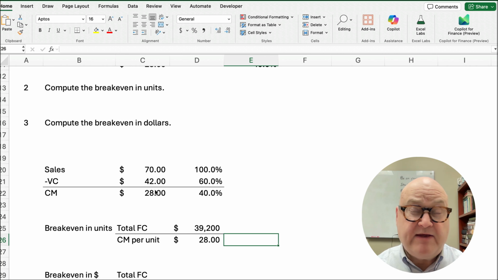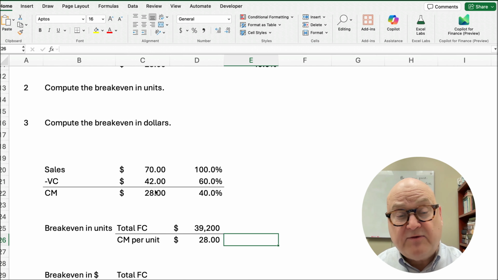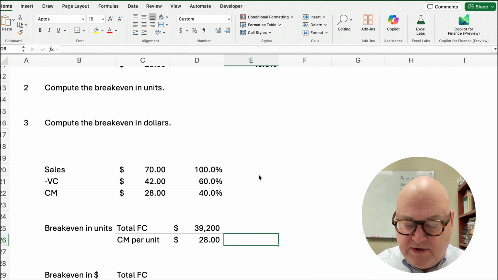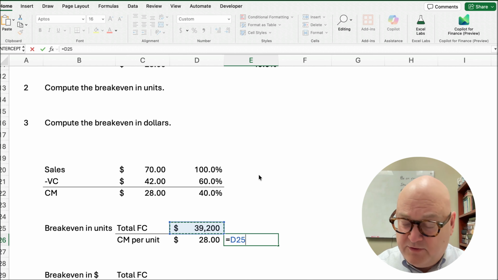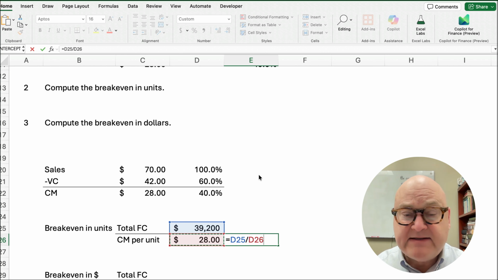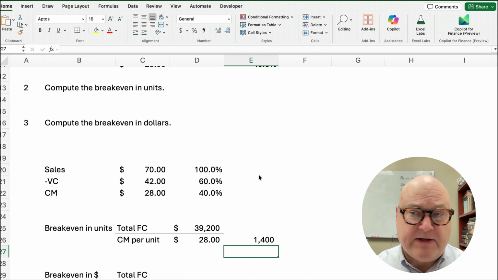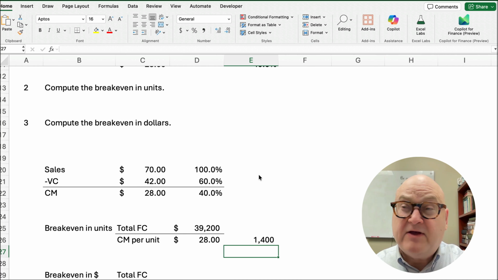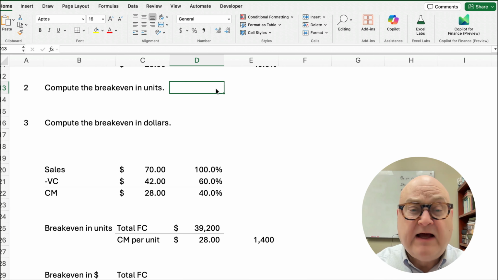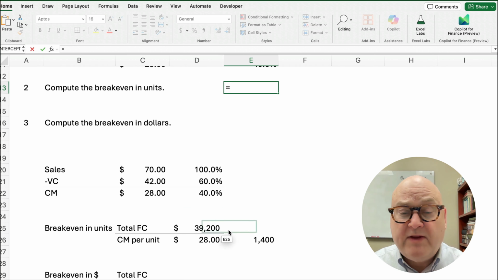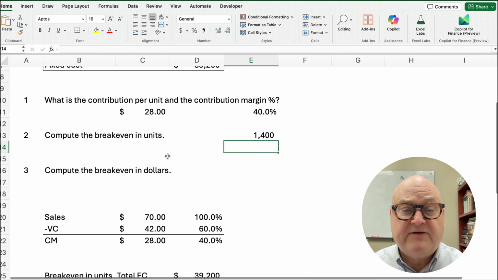Now let's think about, what is the break-even point? It's the point where revenues equal expenses, or it's the point where we have zero profit. So our break-even in units is going to be 39,200 divided by 28, and we get 1,400. I'm sorry, 1,400 is our break-even in units. We have to sell 1,400 before we stop losing money and we start making a profit. So this is the point of zero profit. So what is our break-even in units? Our break-even in units is going to be 1,400. Okay, so that's our answer.